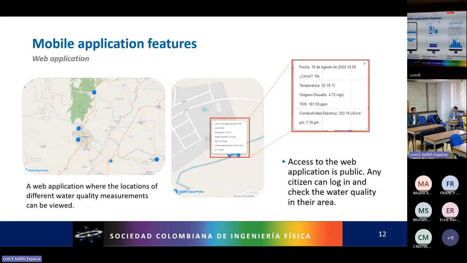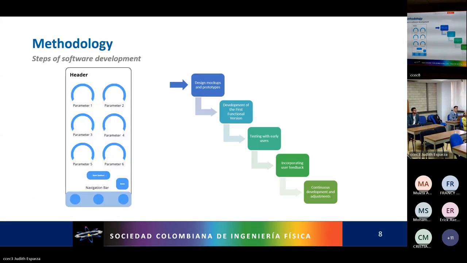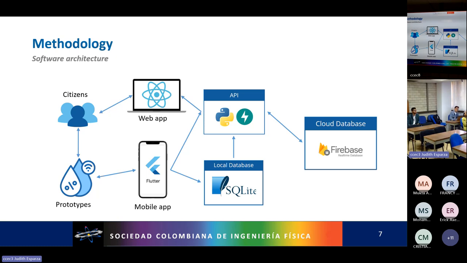Okay. First, if the community is located in a remote area, initially the data can be saved in the local database on the mobile phone, and when the users have an internet connection, the data is automatically uploaded to the cloud database. But in the case that you don't have internet, the device saves the information and later sends it to the internet? Yes. And later syncs to the cloud database. Ah, okay. Thanks.